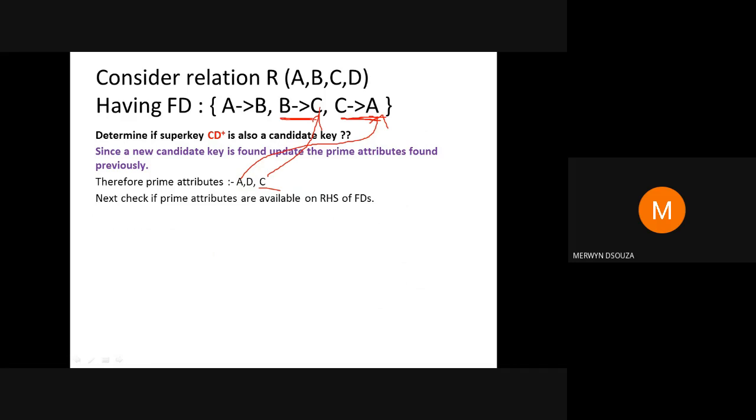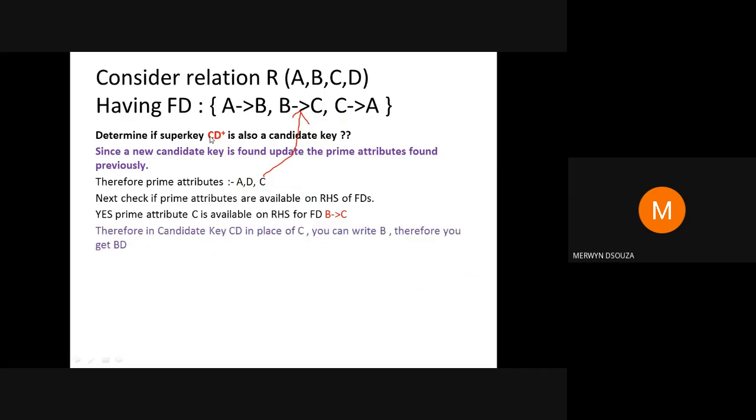Okay. So what we will do is, like discussed previously, what we need to do, students, can you tell me? So since C is found here on the right hand side, what we will do? Using this functional dependency, since this functional dependency says B determines C, so in place of C here, we can replace it with B. So in this candidate key, in place of C, you can write B. So therefore you get BD. So just because we are replacing C with B does not mean that BD is a candidate key. Okay. But BD is definitely a super key.